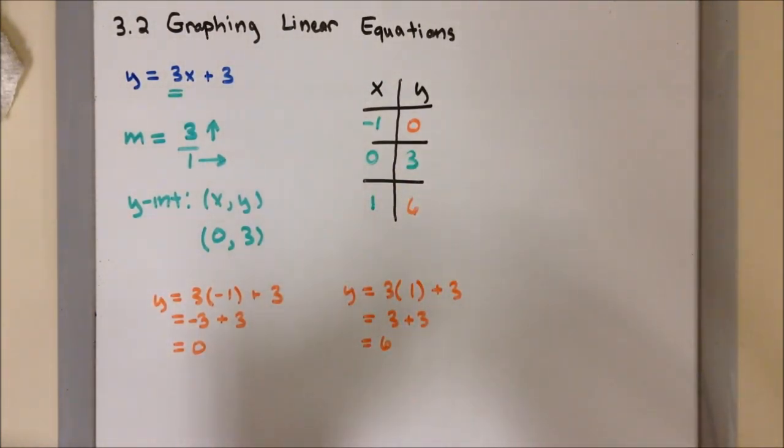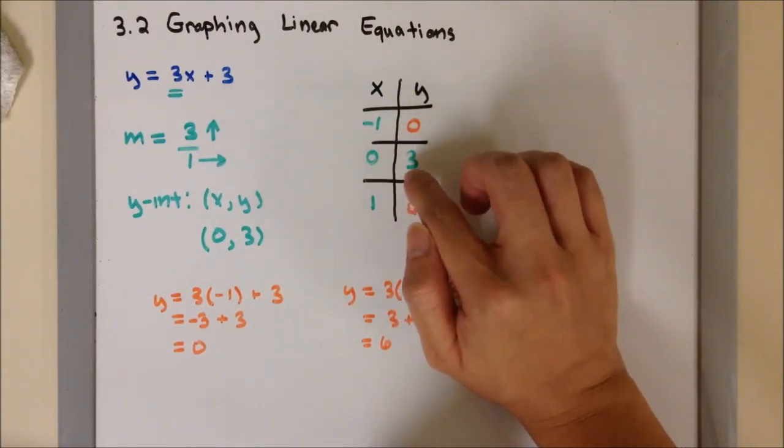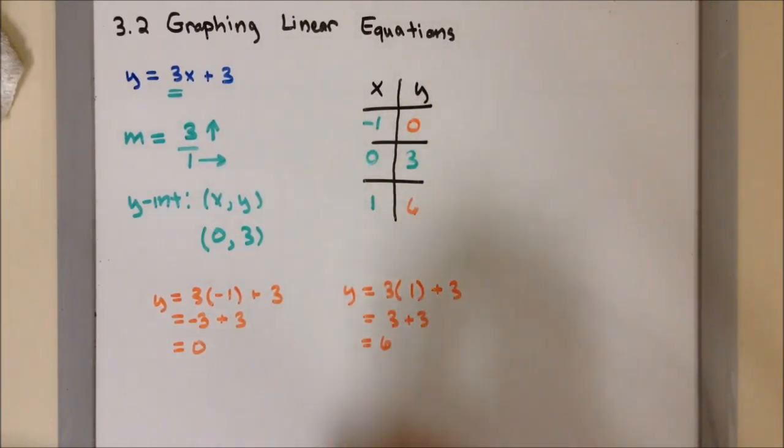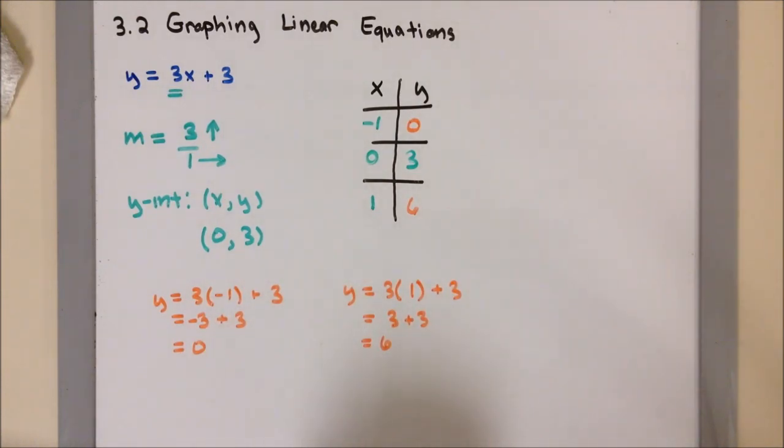So once you get your 3 points, (-1, 0), (0, 3), and then (1, 6), you're simply going to plot on a graph, connect the 3 dots together to make your perfect graph, and that's pretty much it.